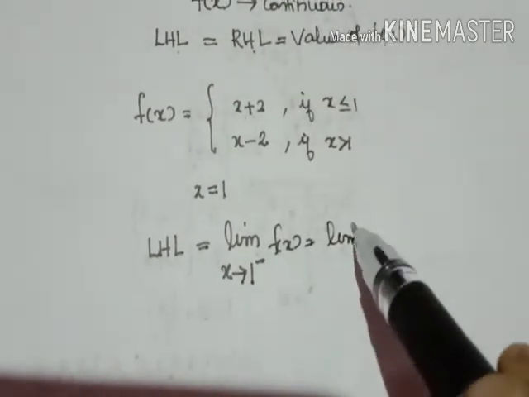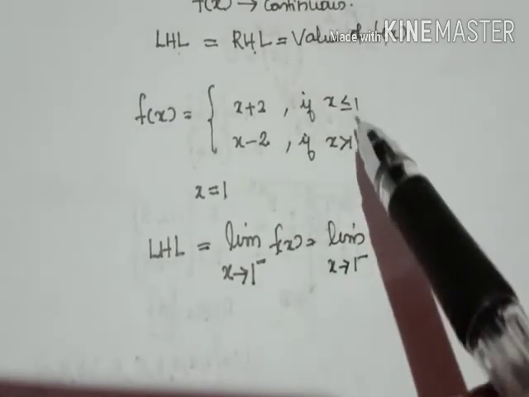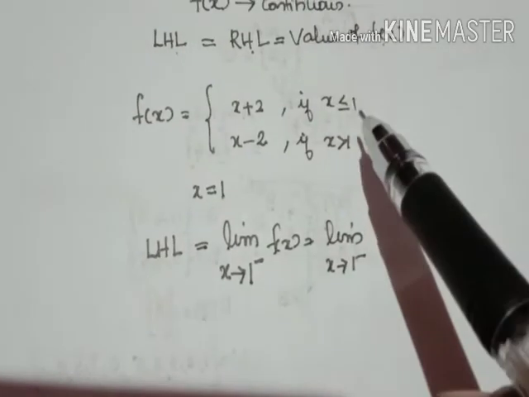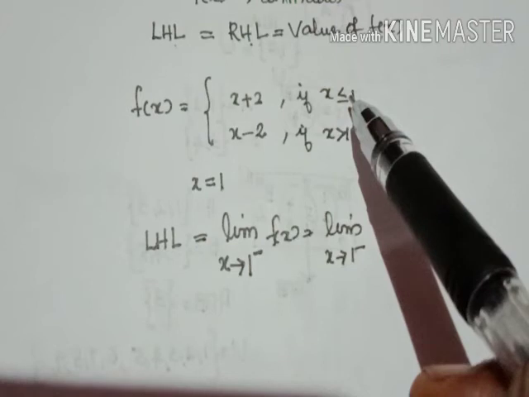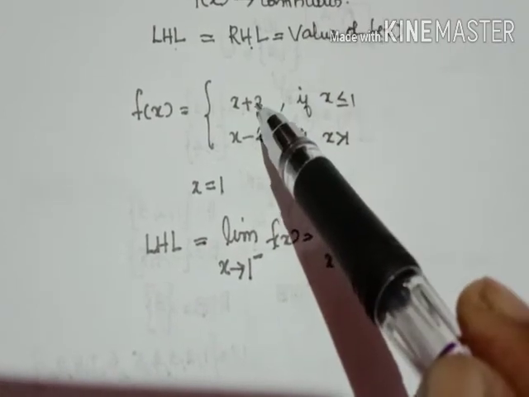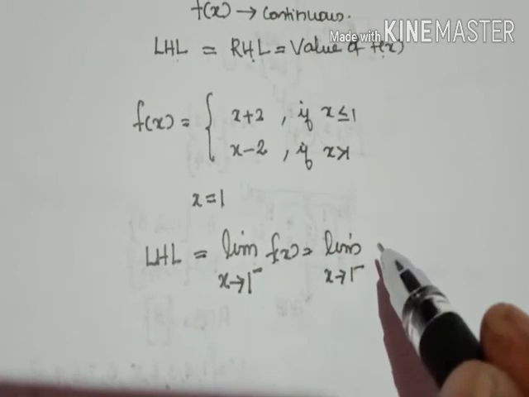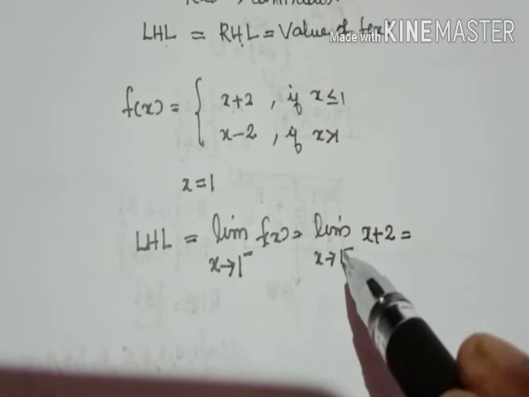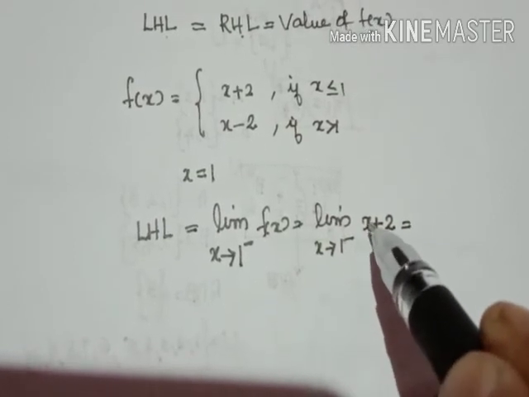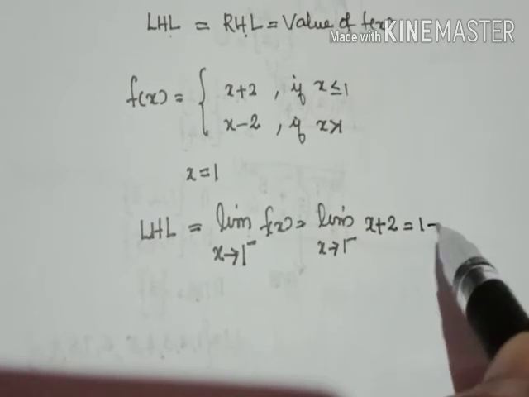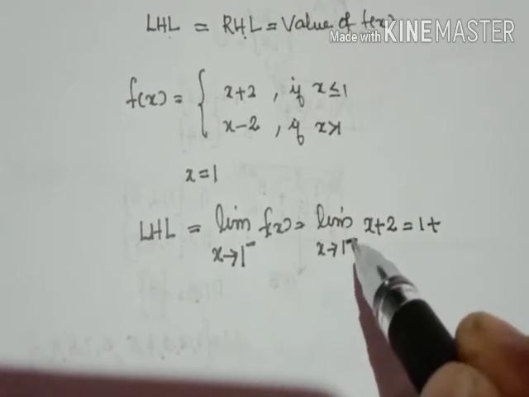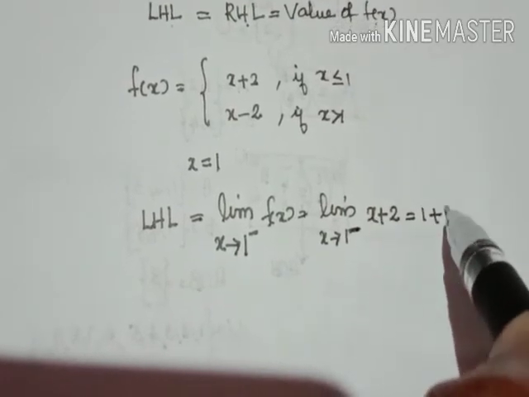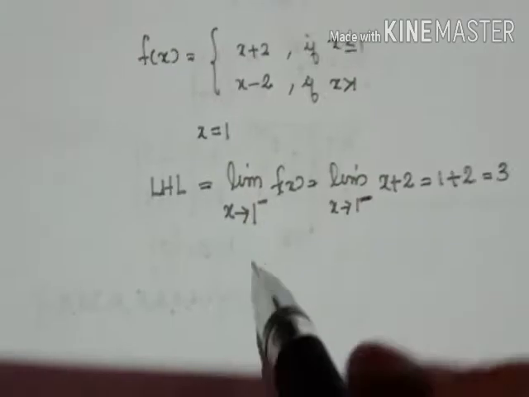Now in the next step we want to rewrite f of x from this interval. 1 minus means it is less than 1. So less than 1 belongs to this interval and in this interval f of x is defined as x plus 2. So replace f of x as x plus 2. Now apply the limit, that means put the value x equal to 1 here. Don't treat it as minus 1. It is only a negative, left hand limit representation. So put x equal to 1 here so that left hand limit becomes 3.